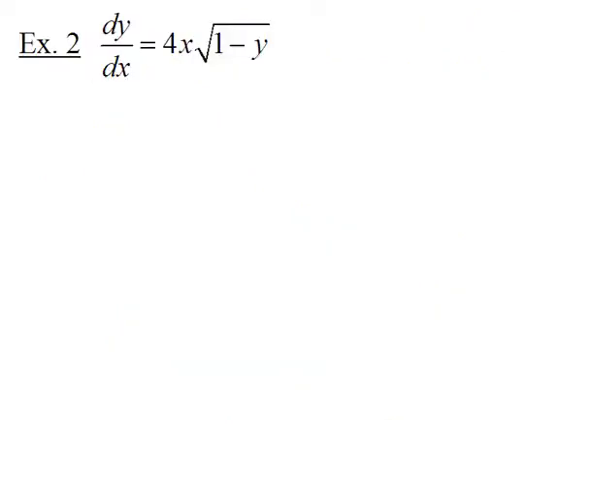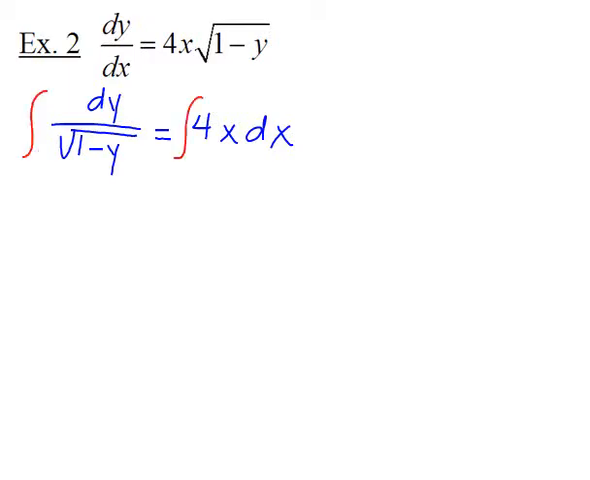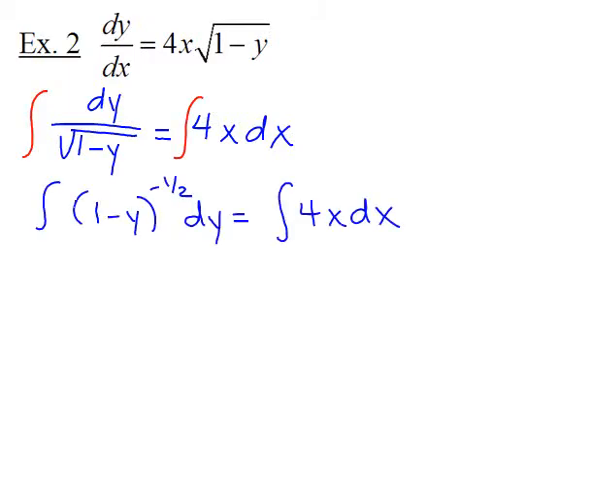In the second example, dy/dx equals 4x times the square root of 1 minus y. Separate by multiplying by dx and dividing by the square root of 1 minus y. Calculate the integral of both sides. To integrate the left side, I'd rewrite that as 1 minus y to the negative 1/2 power. And to reverse the chain rule there, I need a negative outside the parentheses. To make this happen, I multiply by negative 1 inside the integrand and by another negative 1 outside the integrand to balance it out. This is my way of skipping the u substitution.